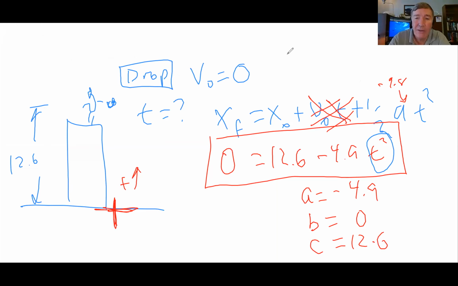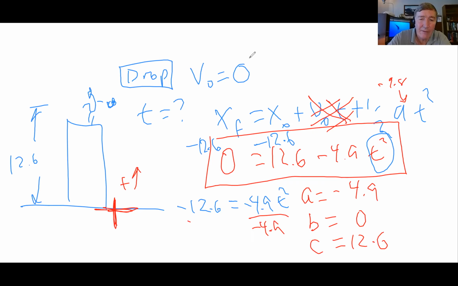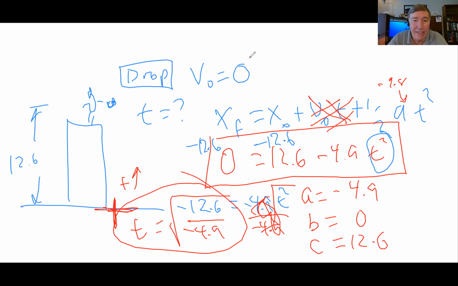So a 9th grader would say, well, let's subtract 12.6 from each side. So that gives me negative 12.6 equals negative 4.9 times t squared. Okay, so then let's divide both sides by negative 4.9. So that goes away, and I'm left with t squared, so let's take the square root of that. We can just put that into our calculators, and guess what? We'll get the exact same number that we got by using that quadratic formula thing.